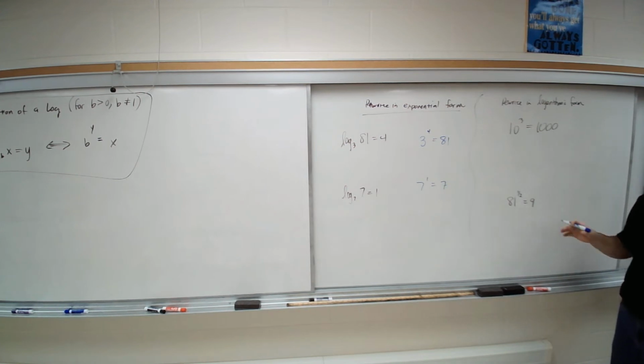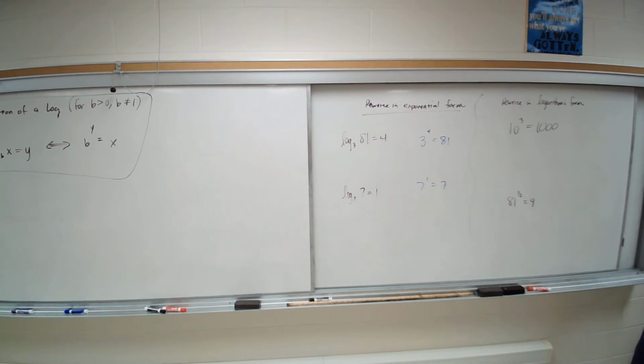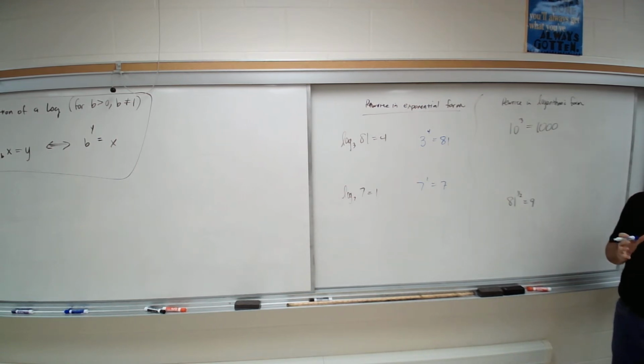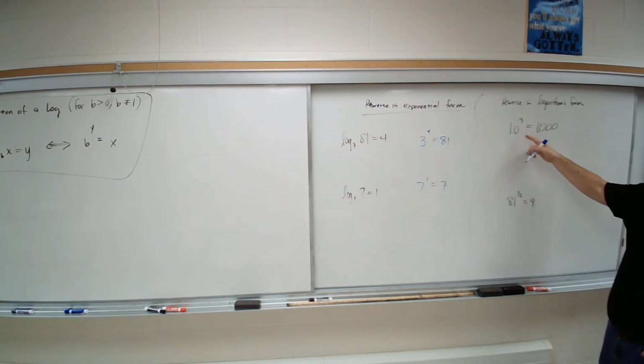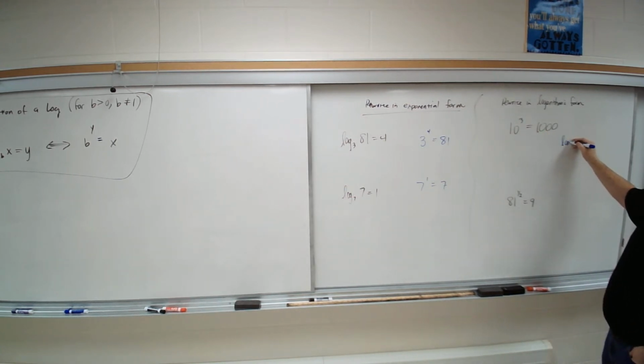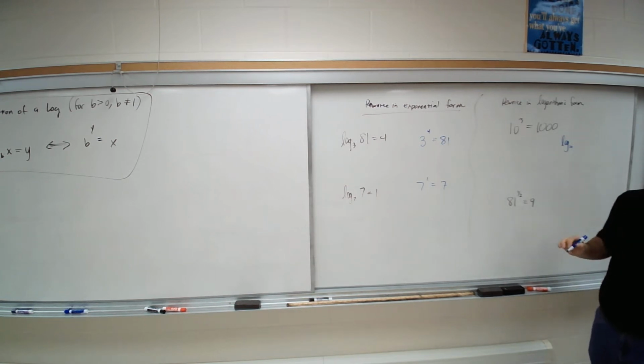Let's look at a couple the other direction, and there are a couple more on your worksheet. Here we have 10 cubed equals 1,000. These are nice too. They're all true. Get used to seeing how they look when they're true. With this one, we're going to write it in log form. I'm going to go ahead and write log base 10.